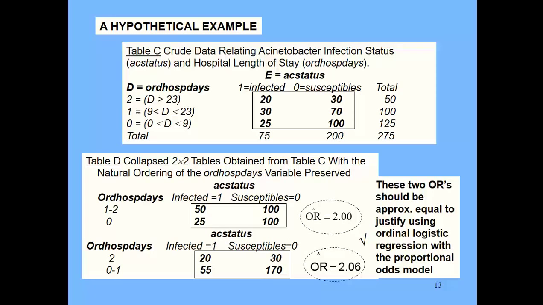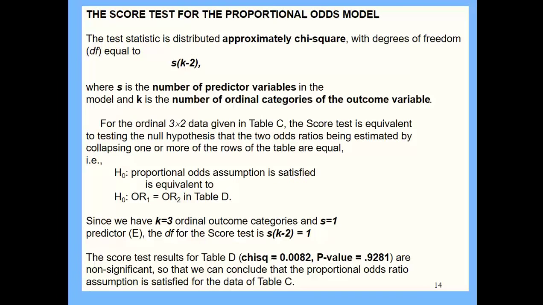Okay. Are you there? You know, I still haven't done the fancy stuff yet. This is the easy stuff. Even this isn't that fancy because it's just a bunch of words that I'm going to talk about. The score test for the proportional odds model is a test statistic. You get a value of a test statistic, and it's approximately chi-square, and it has degrees of freedom S times K minus 2, where S is the number of predictive variables in the model, and K is the number of ordinal categories of the outcome variable.